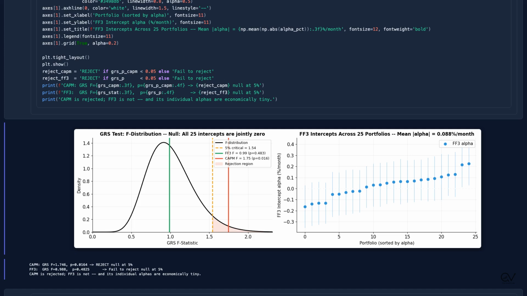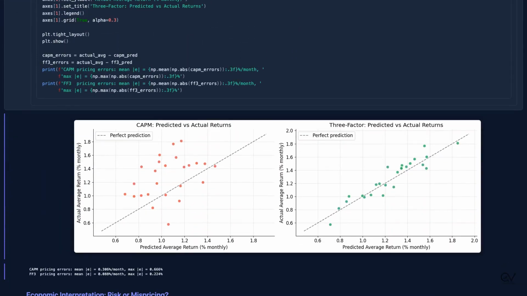The right panel is what actually matters economically. All 25 intercepts stacked up, mean absolute alpha of 0.09% a month, and almost every 2 standard error bar crossing 0. This is the definitive visual comparison. On the left, the CAPM, predicted versus actual average returns. The points scatter widely around the 45-degree line.